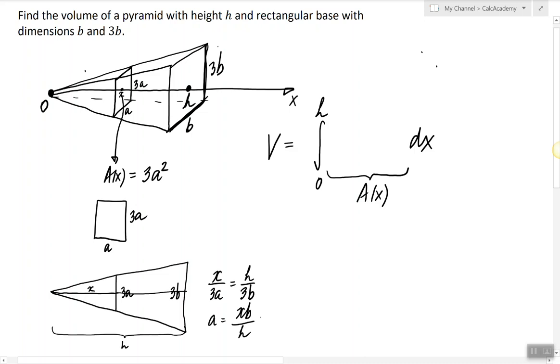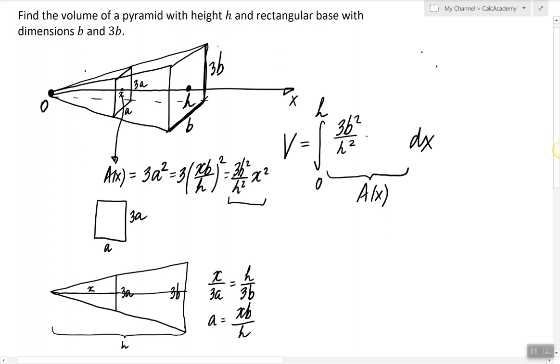And now we can finish writing the formula for the area of that cross section. It's going to be 3 times xb over h squared, which is 3b squared over h squared x squared. And this is the formula that we will be putting inside of this integral to find the volume. So 3b squared over h squared times x squared. And this is the integral that we have to evaluate.